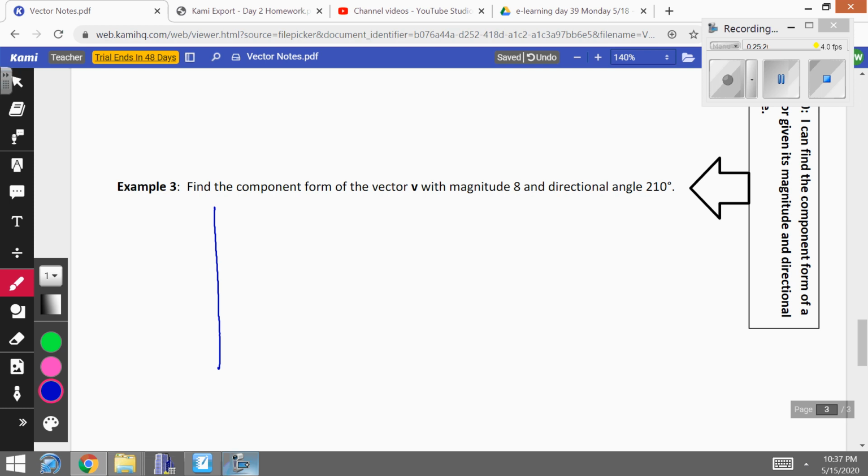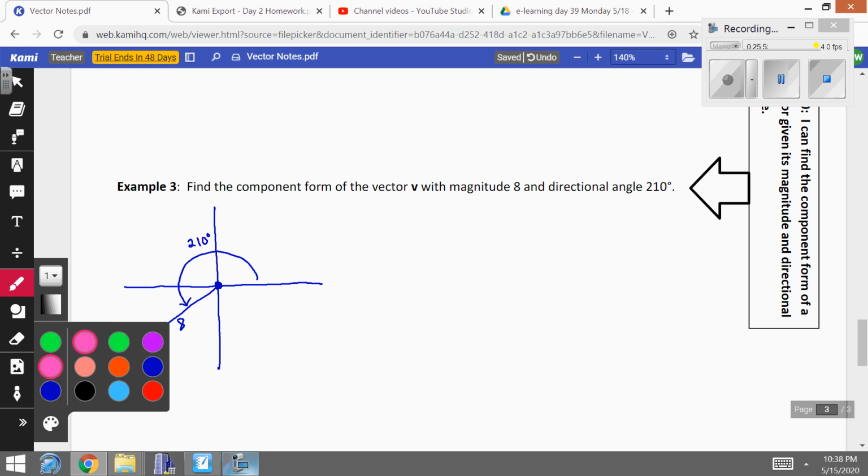Okay, let's draw this. If it has a directional angle of 210, that tells us this is 180, 210 is past that. That tells us that my vector is in this direction here. Now we also know the magnitude of it. The magnitude of that vector is 8. So this is the terminal point and that is my initial point. Okay, so we need our component form. So I need to know this and this distance here.